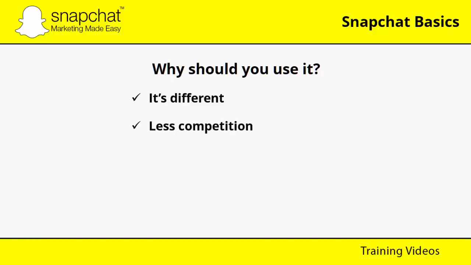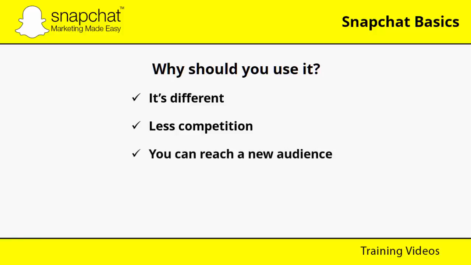Less competition. It seems like every business that's ever existed has a presence on major social media platforms like Facebook, Instagram, Twitter, and Pinterest. It can be really hard to get your content to stand out from the competition. That's where Snapchat comes in handy, because you'll find less competition than on other platforms. Also, this platform is quickly increasing in popularity.